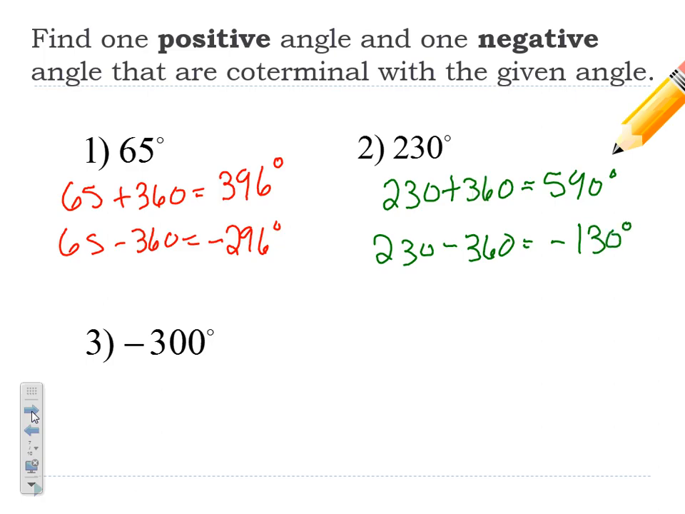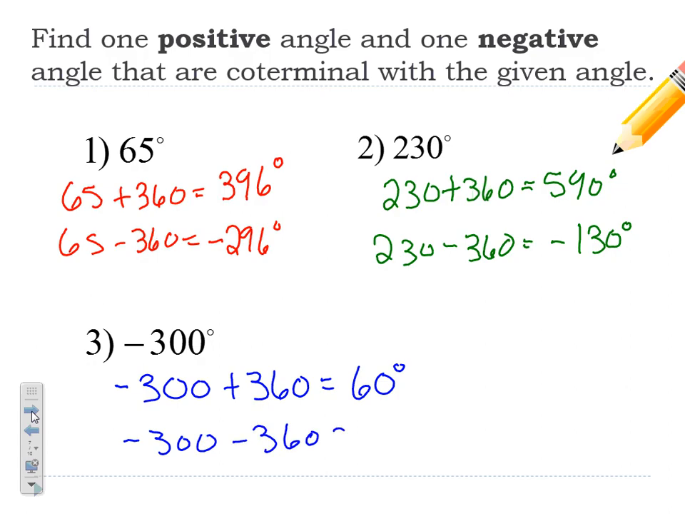And last but not least, I have negative 300, so I'm going to take negative 300 plus 360. I'm going to get 60 degrees, and negative 300 minus 360. And I'm going to get negative 660 degrees. All right, so that's how we determine if we have a positive and a negative coterminal angle.